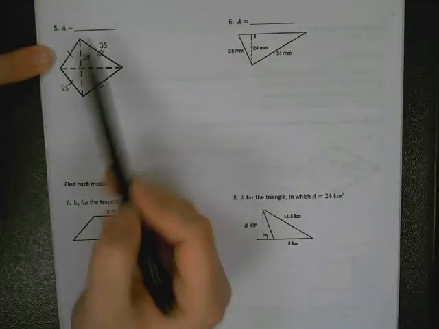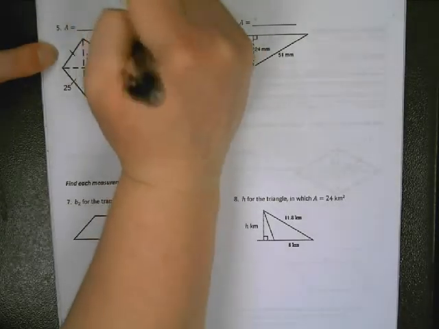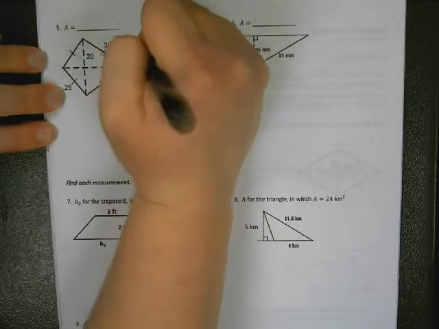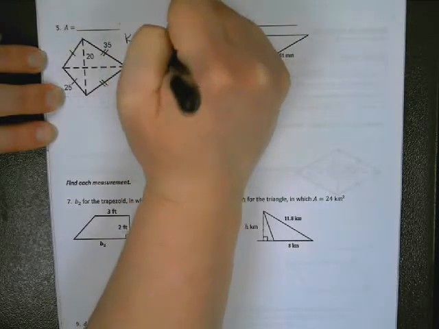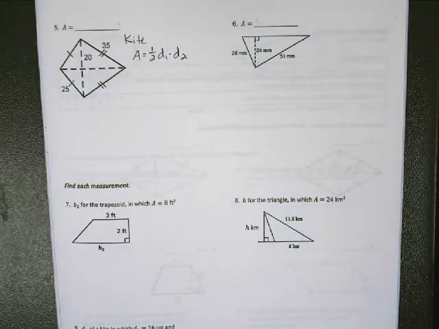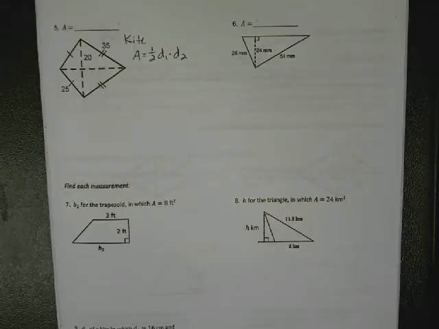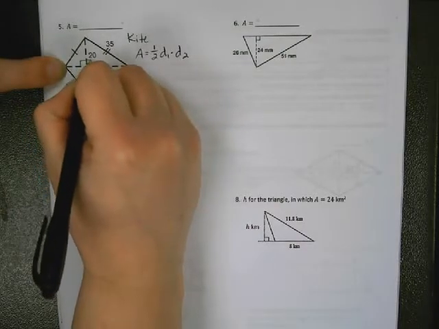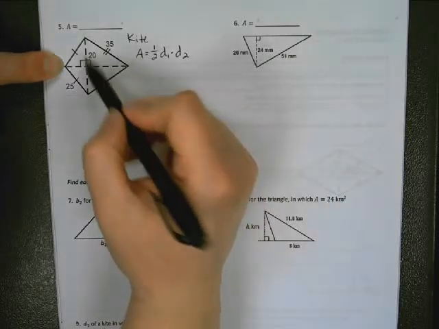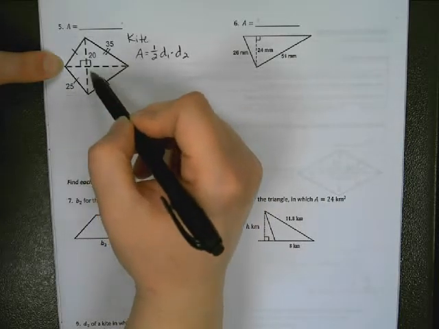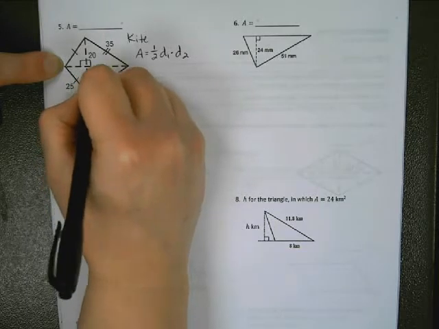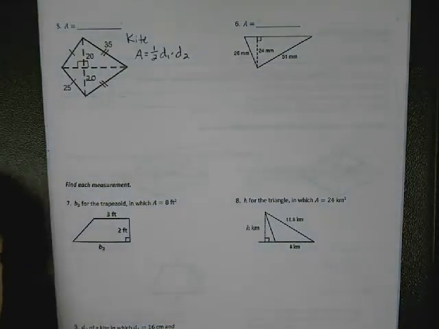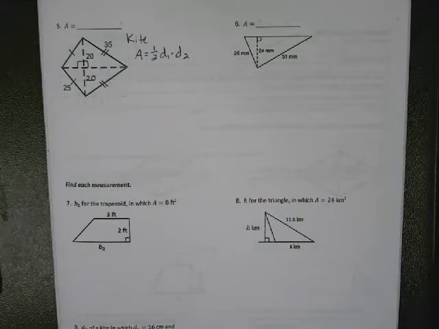Now, hopefully, you guys can take a look at this and tell me that it is a kite because it has 2 sets of consecutive sides congruent. And to find the area of a kite, we know that it's 1/2 d1 times d2. It's that same formula we actually just used for the rhombus, right? Special things about a kite, we know that the diagonals are perpendicular. And we also know that this diagonal happens to be bisected, which means this segment here is also going to be 20.